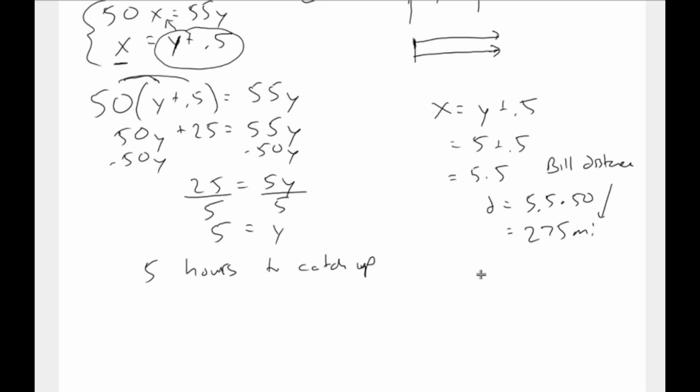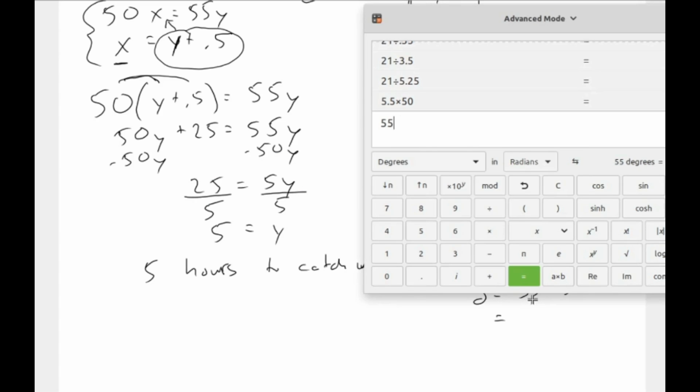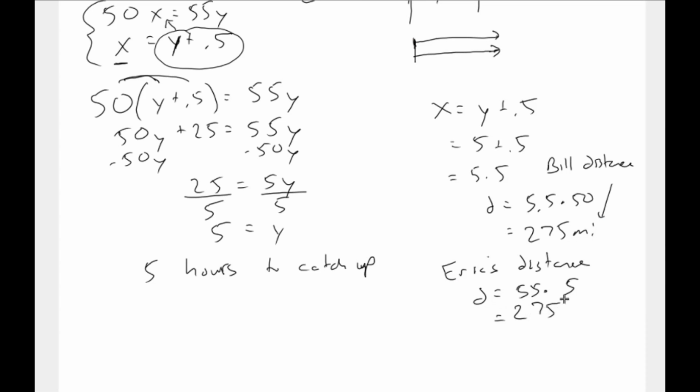If I wanted to verify that their distances are the same, I could say what Eric's distance is. This would be distance equals rate times time. Distance equals, he's traveling at 55 miles per hour, and he's traveling for 5 hours. 55 times 5 gives us 275 as well. So you can see they've both traveled 275 miles. It's nice to do this and verify that things work out.